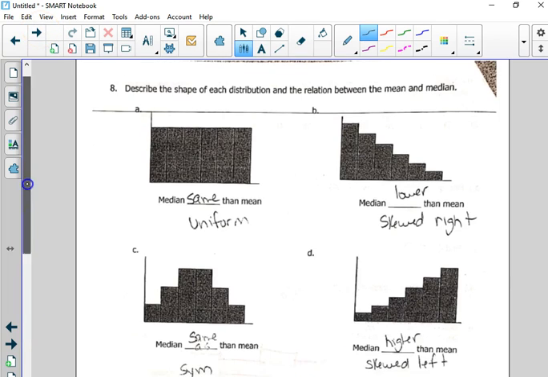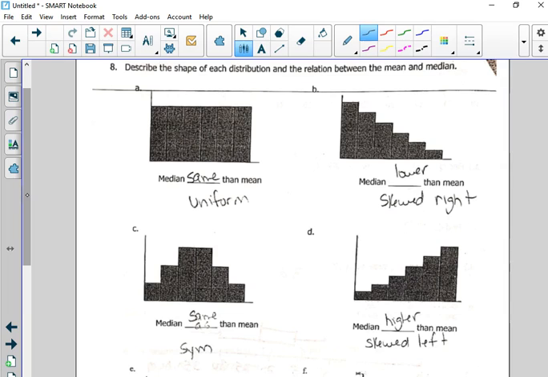All right. So this rectangle is uniform. The mean and the median are the same. Okay. This next one is skewed right. Most of your data is up here. The tail goes off that way. So the median is lower than the mean.